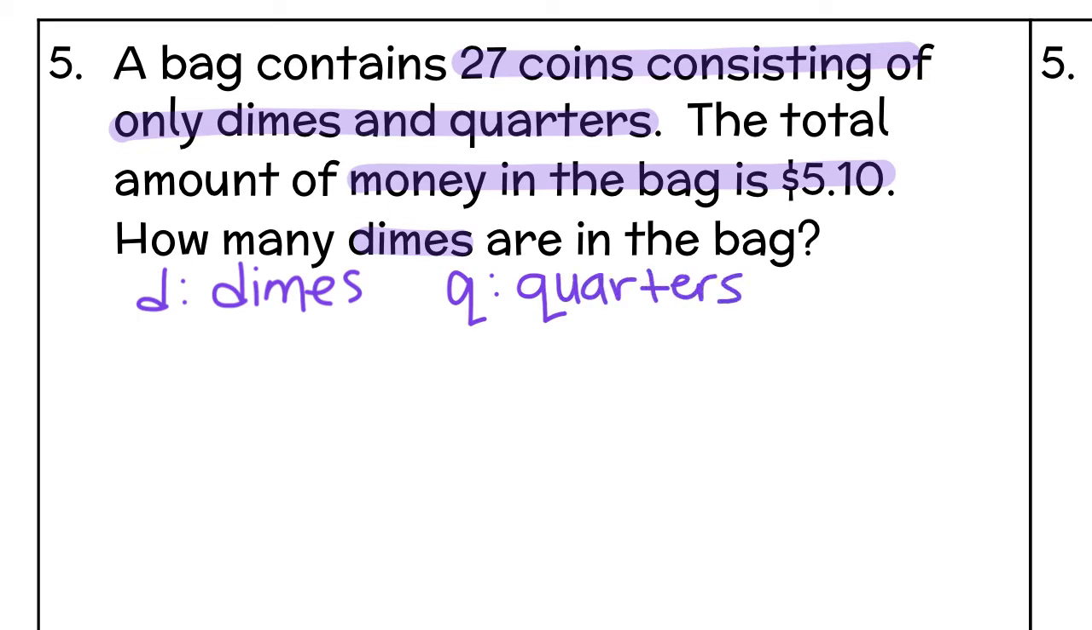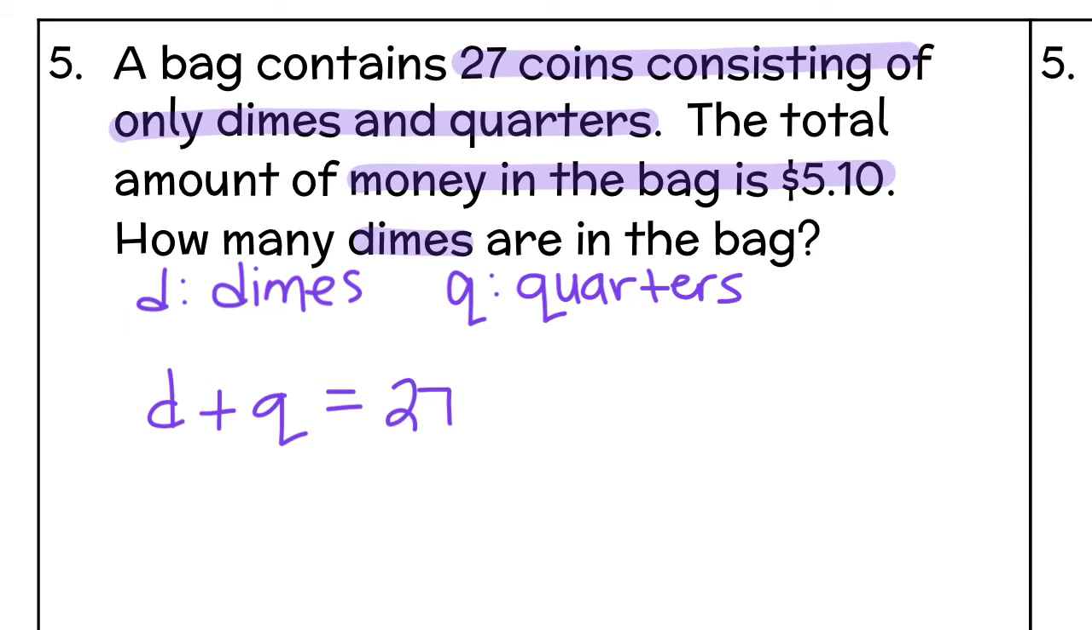So now let's write our system. The first equation goes with the first sentence, 27 coins that are all dimes and quarters. So all of our dimes and all of our quarters all together equals 27. So we need to add dimes plus quarters equals 27.